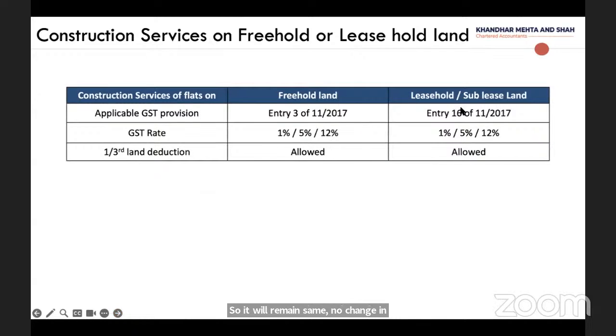So freehold land or leasehold land, the GST rate will be 1%, 5%, or 12% that we have discussed. At 1%, one third land deduction is allowed, and ITC will be eligible on 12% for commercial units. And again, this 1% is challenged, as we rightly discussed in the Munjal Manish Bhatt case law of the Gujarat High Court, which is pending with the Supreme Court.